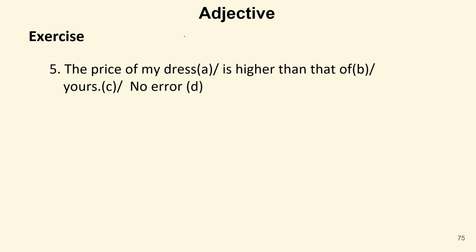Now the next one. The price of my dress is higher than that of yours. Now here we are talking about price. It means two dresses are being compared, mine and yours, and the price of my dress is higher. So the comparative degree has been used. That is correct. "That of" replaces dress, which is a noun. This is also correct. So the entire sentence is absolutely correct. So again, D will be our answer. That is, no error.